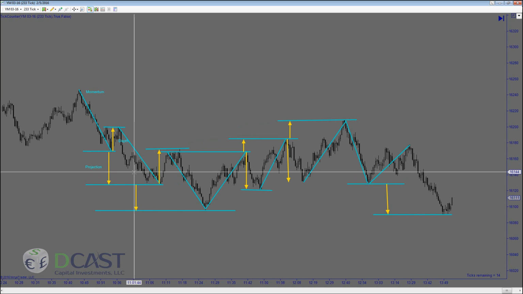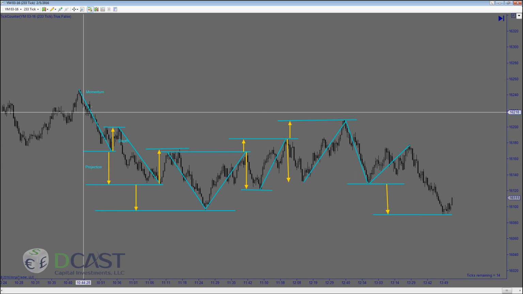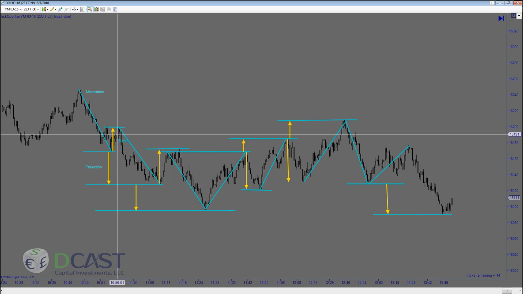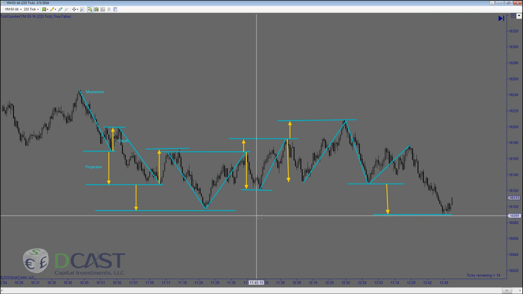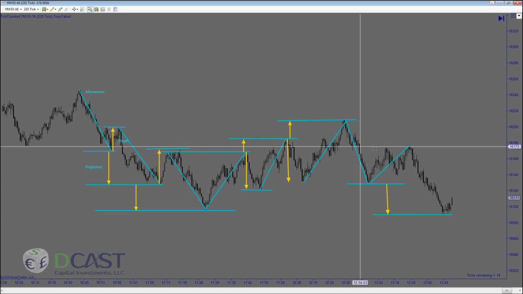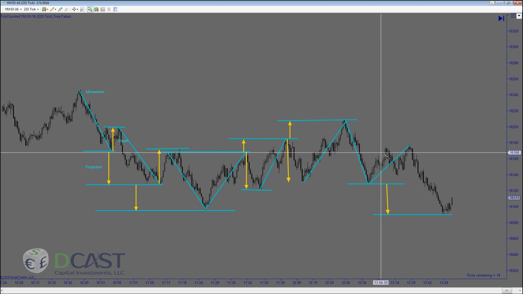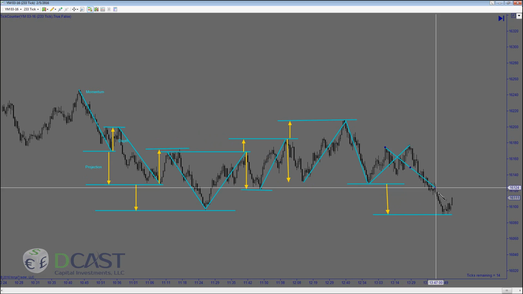But I wanted you to process the concept of projection, momentum, and depth, and how we use this to help us navigate through these swings to help us assess overall strength and weakness, and when expectations are likely to play out and when they're likely to fail. And here we have this is the correction. It started here.